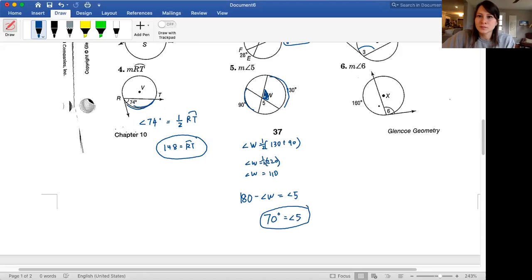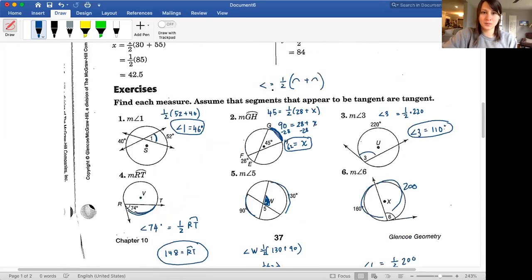Okay, last one. So again, we don't have the exact information they're asking us to use really, so we kind of have to work our way around and puzzle piece it. Well, if we know that this is 160, a full circle is 360, right? So if this is 160, this would have to be 200. And then we know that angle 6 is just half of its intercepted arc, which is half of 200. And so angle 6 would be 100 degrees. Okay, so there you go.